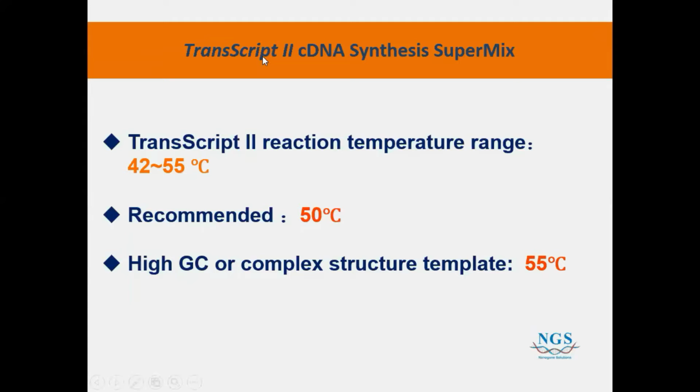So Transcript 2 is an example of one of the reagents that has this high thermostability. It can work between 42 degrees to up to 55 degrees Celsius. So when you face some problem with high GC or complex structure, as I mentioned earlier, then you have to increase the temperature up to 55 degrees to break open the structure.